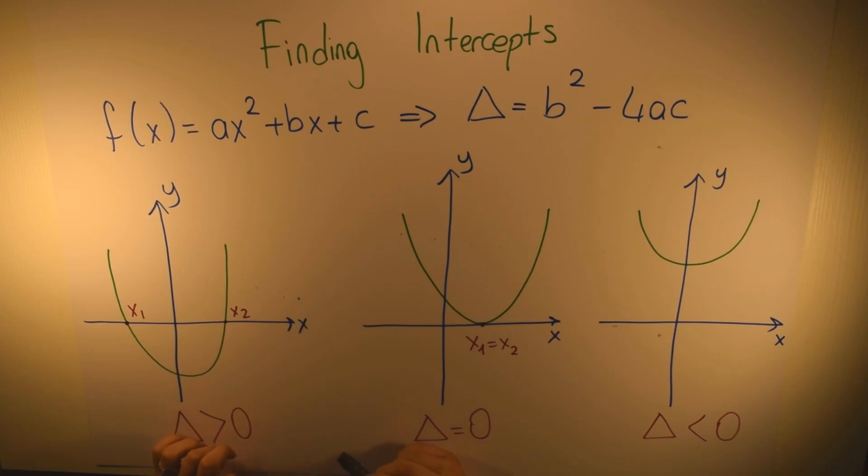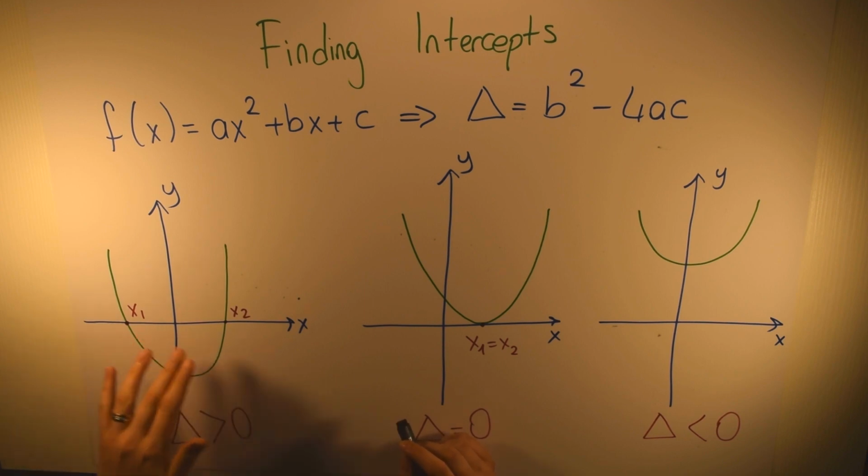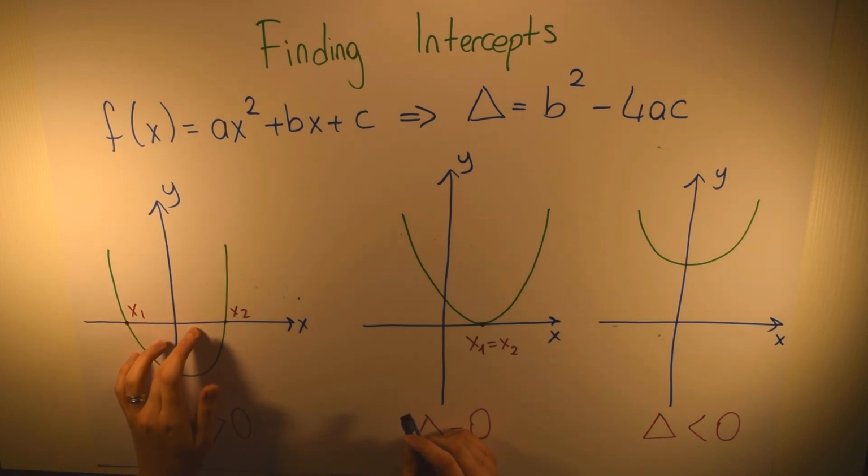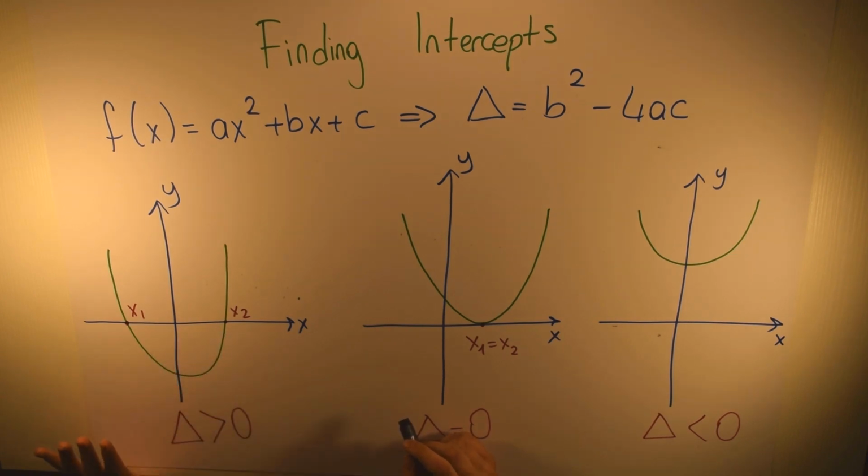Okay, so let's continue with finding intercepts. Depending on how high the parabola is located on the y-axis, an equation may have 0, 1 or 2 x-intercepts, but it will always have one y-intercept. So we said that quadratic equations form a parabola when graphed, right? So you have to have a quadratic equation in order to have a parabola.